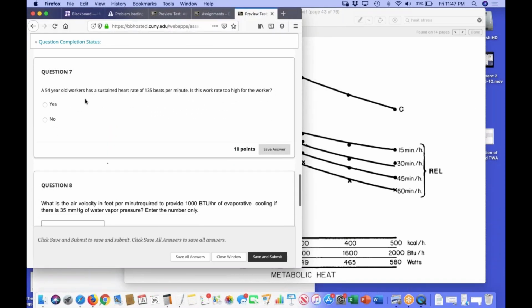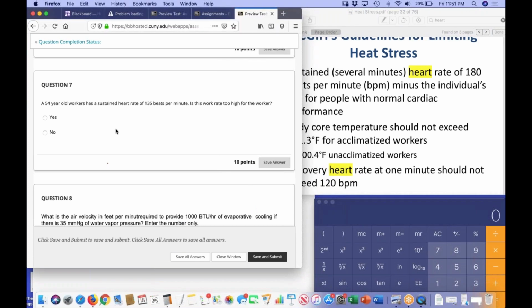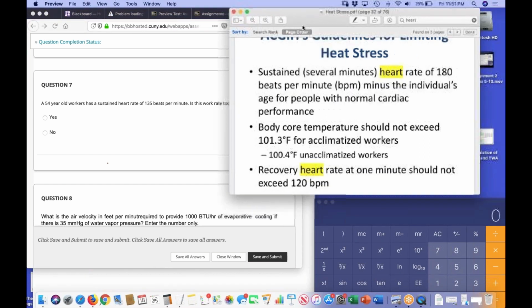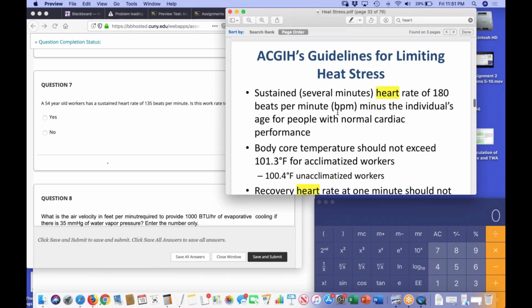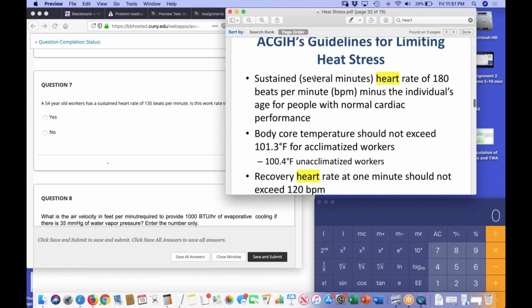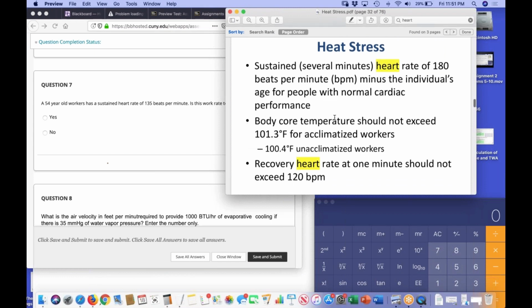Okay, a 54-year-old worker has a sustained heart rate of 135 beats per minute. Is this work rate too high for the worker? Okay, so question number 7 asks, a 54-year-old worker has a sustained heart rate of 135 beats per minute. Is this work rate too high for the worker? Okay, let's take a look at our guidelines for limiting heat stress where heart rate is concerned. A sustained heart rate of 180 beats per minute minus the individual's age would be appropriate for normal cardiac performance, for people that are normal, healthy.